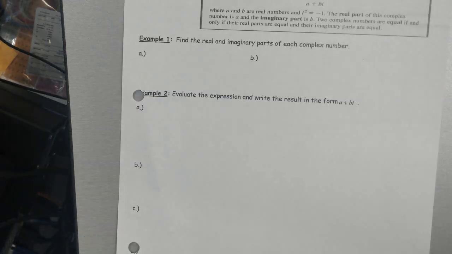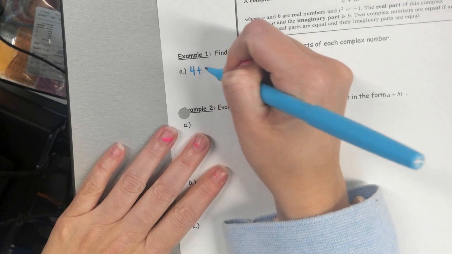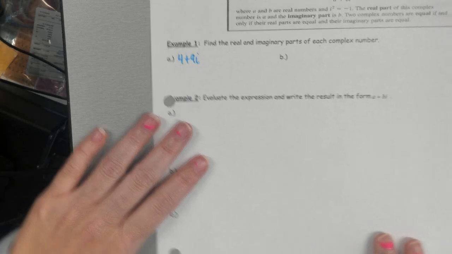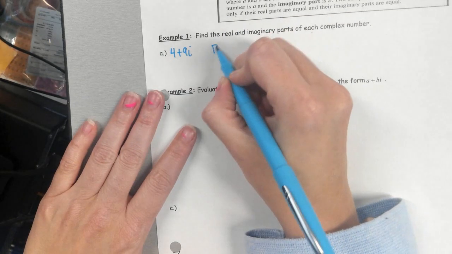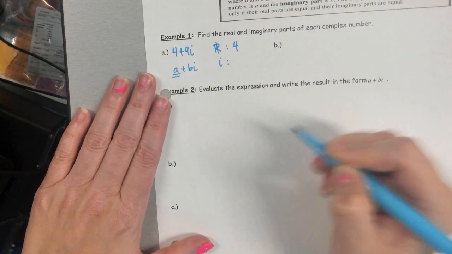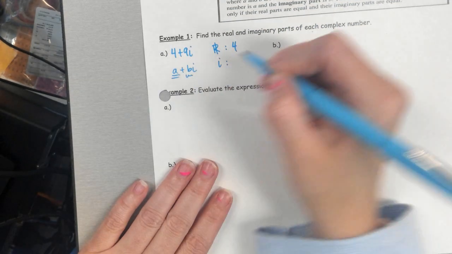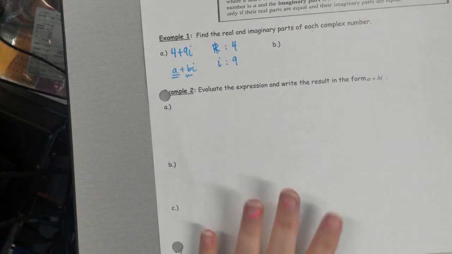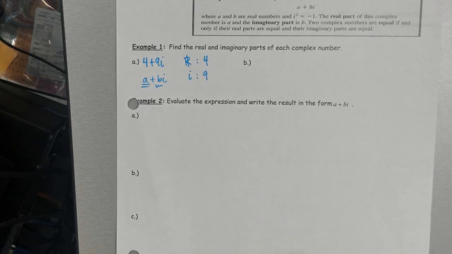Sound good? Okay, so for example 1, we are going to find the real and imaginary parts of each complex number. So if you have 4 plus 9i, it's going to be as simple as saying this is the real part, this is the imaginary part. So in a plus bi, this is the real part, so it would be 4. The imaginary part would be 9. Don't put the i with it, it's only the coefficient.